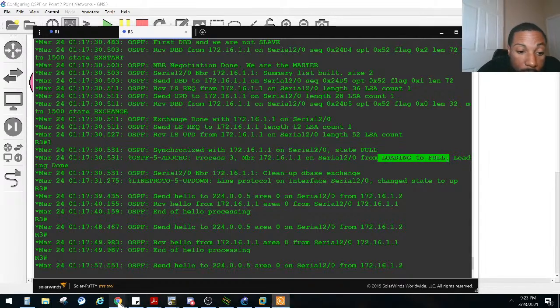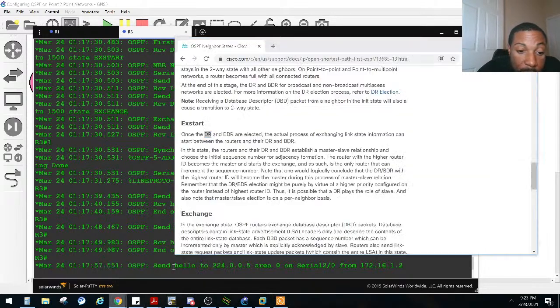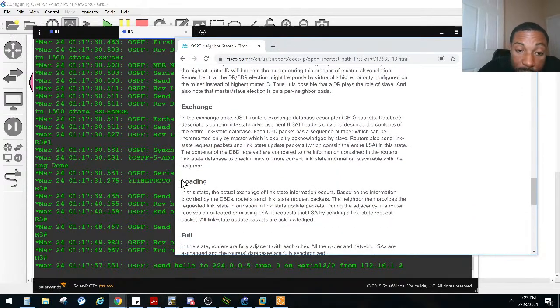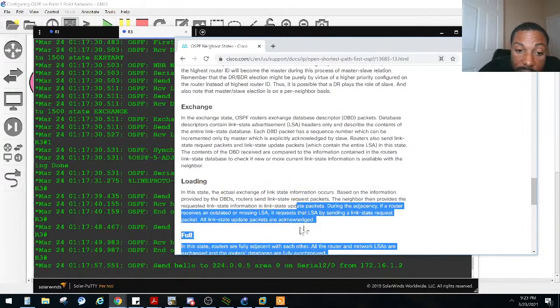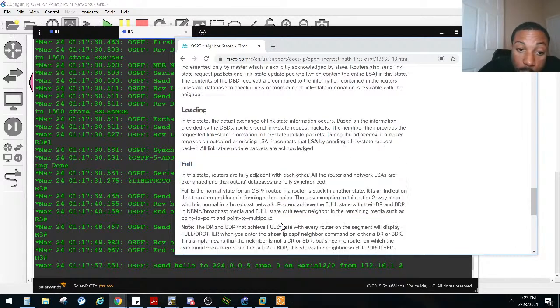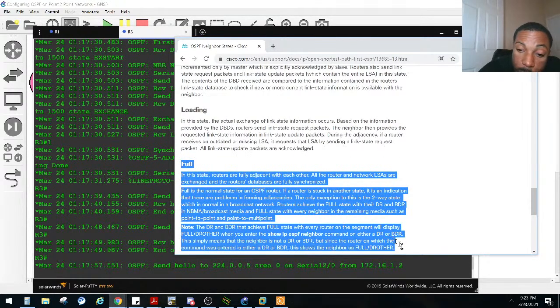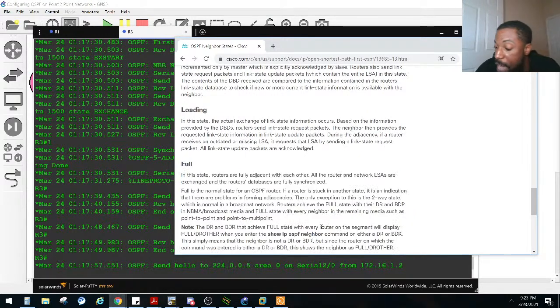And again, if y'all want a breakdown of what all of those states are, I put the link for this Cisco documentation in the chat there. We went from loading, basically, and then we went to full right there, which is what we wanted to see. That's when we become neighbors, when we're in full state. I think that's pretty much it, man.